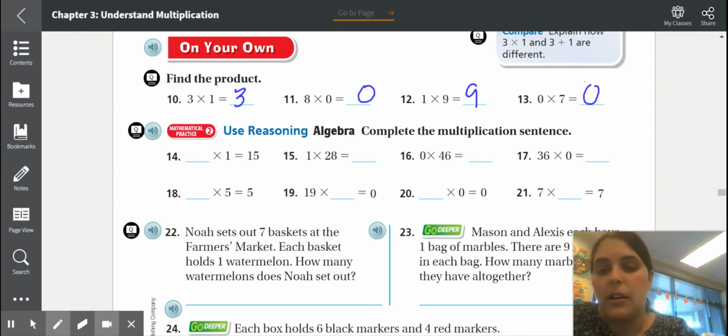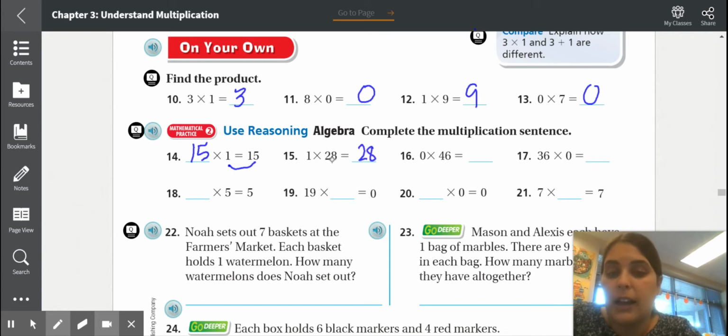What number times 1 equals 15? Well, if we're timesing by 1 and 15 is our answer, then 15 has to be the other factor. 1 times 28 equals 28. So like I said, it does not matter the number. If you multiply it by 1, the product is the other factor. 0 times 46 equals 0. 36 times 0 equals 0.